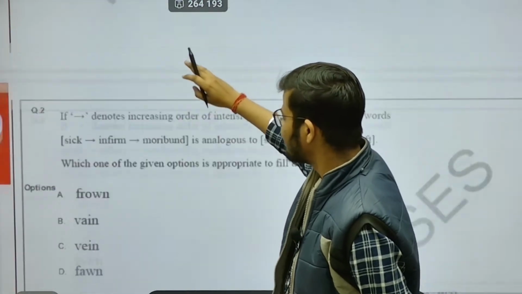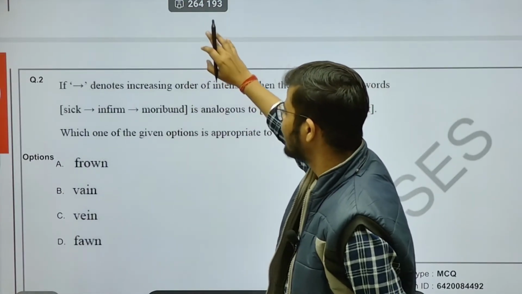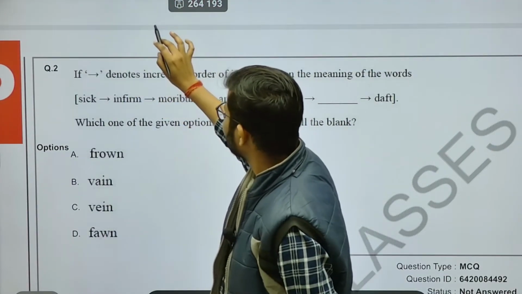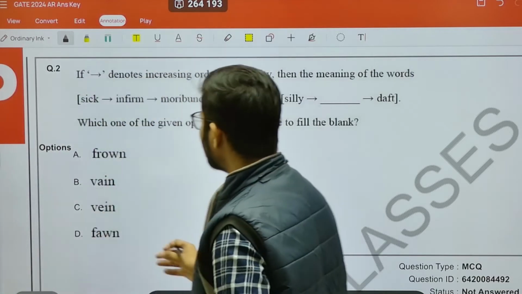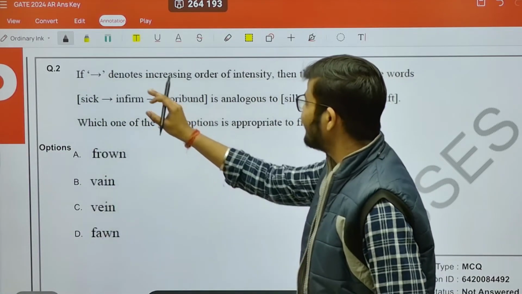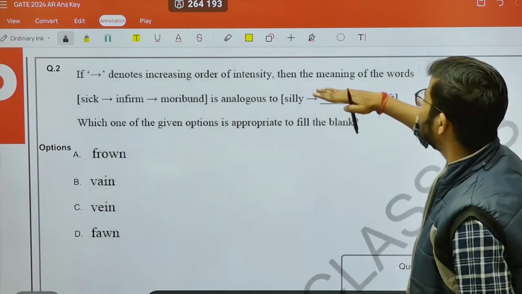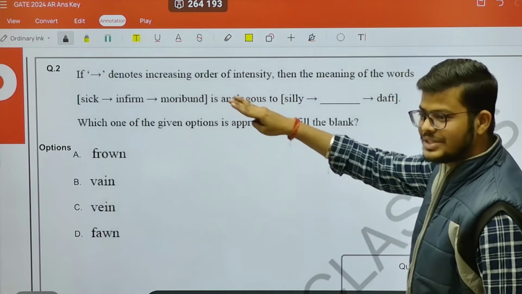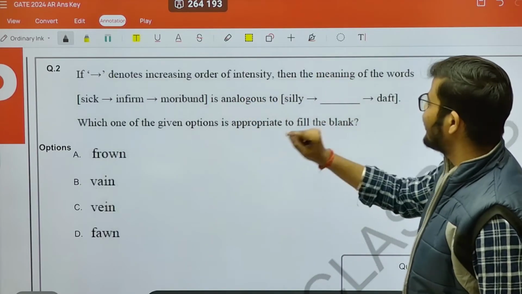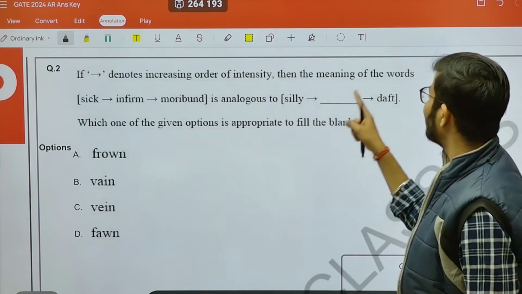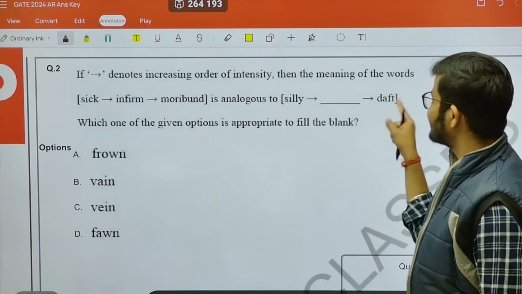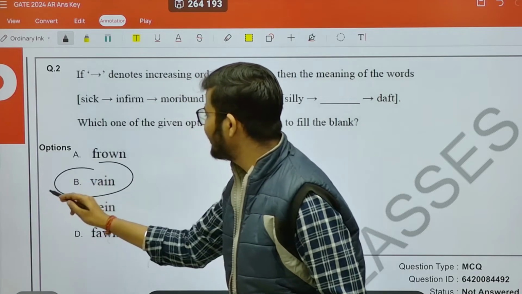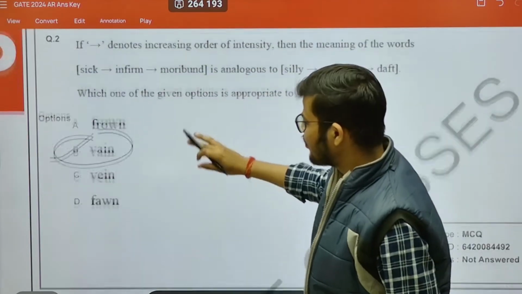Now we are going to solve some more questions. This question number 2 is based on English, although you must have gone through it. Once you read the language of question number 2, it denotes increasing order of intensity, then the meaning of the word. Now from sick then after that the third term which is given in the increasing order of intensity. The same way, silly is given, then after that the highest degree of this term is daft, that is given here. So for this question the correct option is going to be option B, that is vain. And I hope you must have gone through these questions.